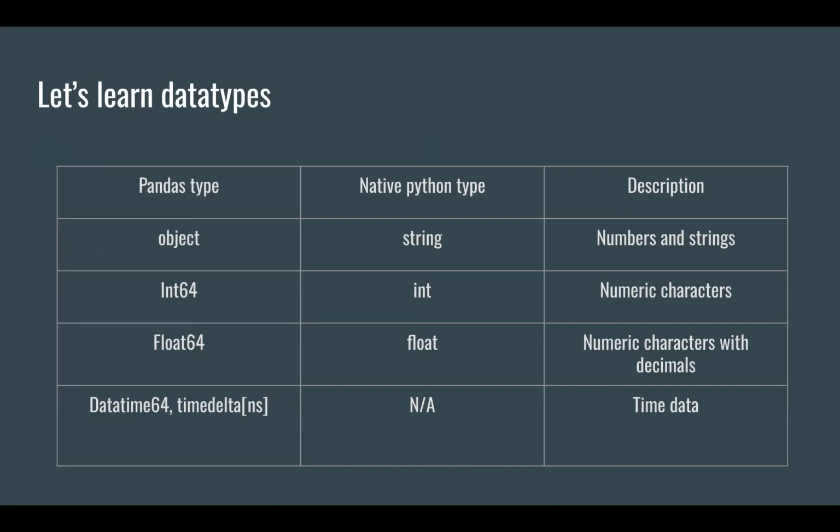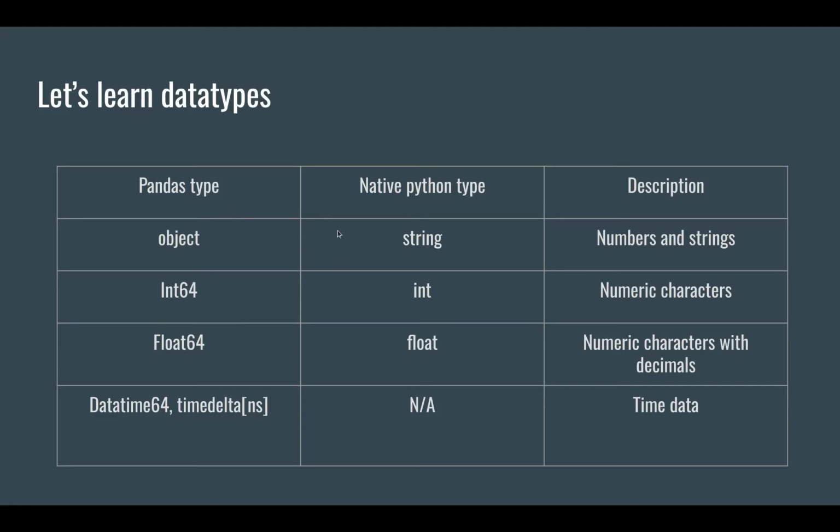So let's learn data types. So data has a variety of types. So the main types stored in Pandas objects are object, float, int, and datetime. If you are already familiar with native Python, you might have noticed that the data type names are somewhat different from them. So as you can see, this table shows the differences and similarities between them.